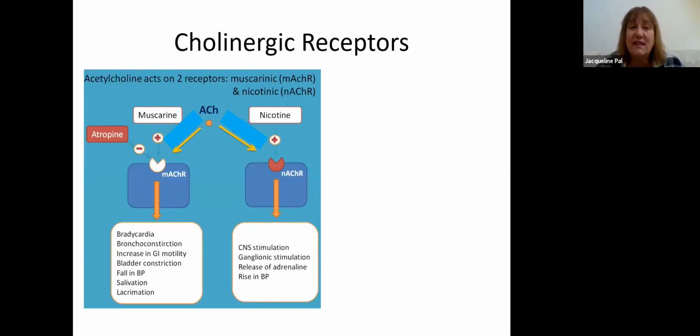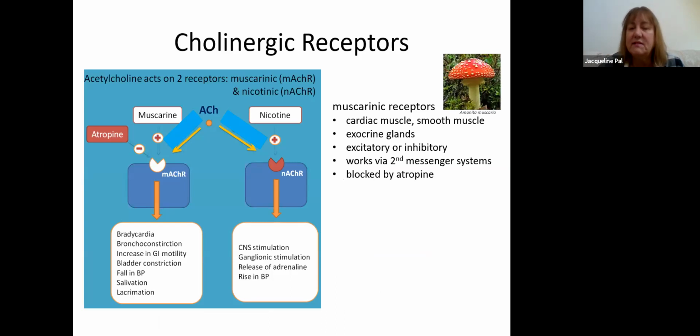Looking at the cholinergic receptors, we actually have 2 huge different subtypes, okay? And there's a nice little graphic here showing you the differences, but let me talk about the 2 different subtypes. The first I'm going to talk about is called a muscarinic receptor because it's related to this lovely little magic mushroom over here. And muscarinic receptors are found on cardiac muscle and smooth muscle, exocrine glands, so think of your salivary glands, and can be either excitatory or inhibitory. And they're going to work via second messenger systems. So we've learned about some already, and hopefully later on you'll learn about some more.